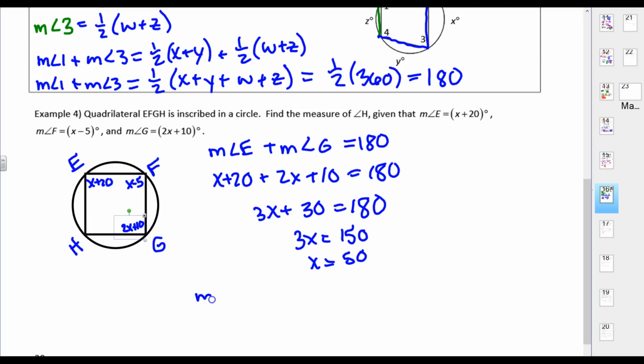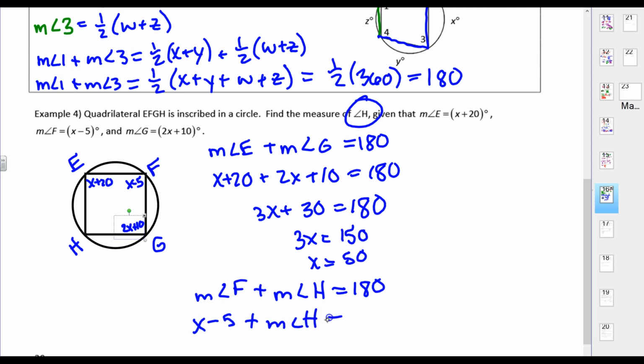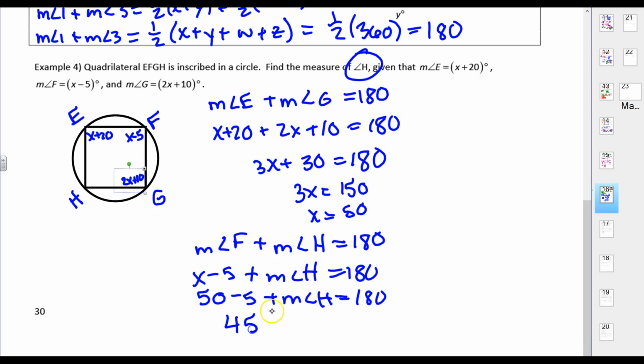which means that now I know that the measure of angle F plus the measure of angle H must add to 180 as well. Remember, I'm trying to find H. So I plug in. F was x minus 5. I don't know the measure of angle H. And we just found that x is in fact 50. So I have 50 minus 5 plus the measure of angle H equals 180. So this is 45 plus the measure of angle H equals 180. So my measure of angle H in fact equals 135 degrees.